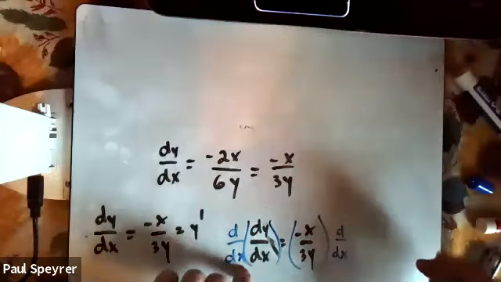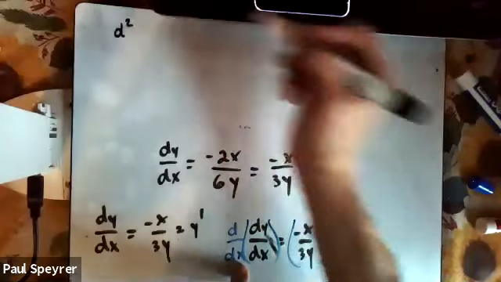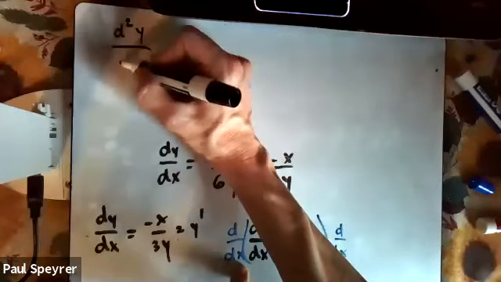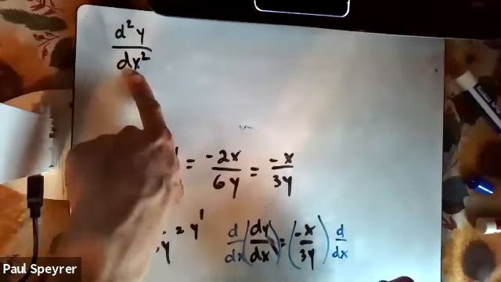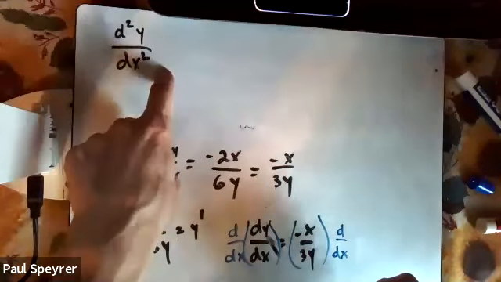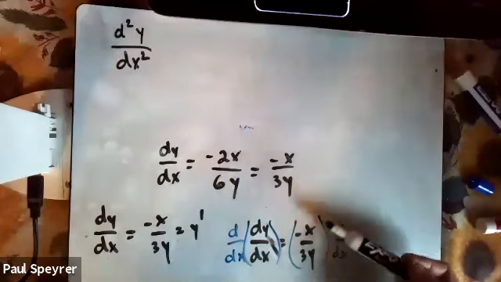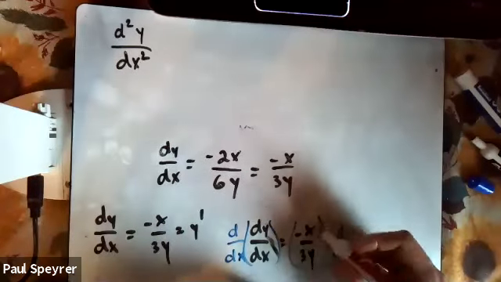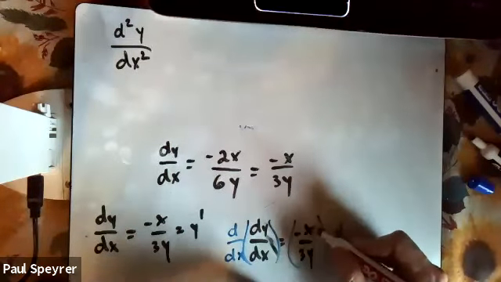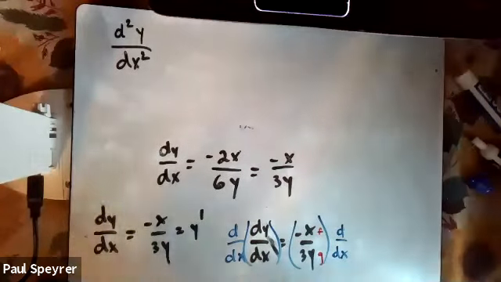Well, on the left-hand side, it's pretty straightforward. That's just going to be d squared y dx squared. That just means second derivative. Like if you had d cubed y dx cubed, that's third derivative with respect to x. Now, how do we derive the right-hand side? Well, this is going to be the quotient rule right here. Remember the top is f and the bottom is g.